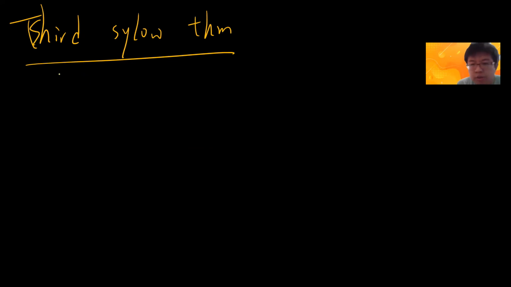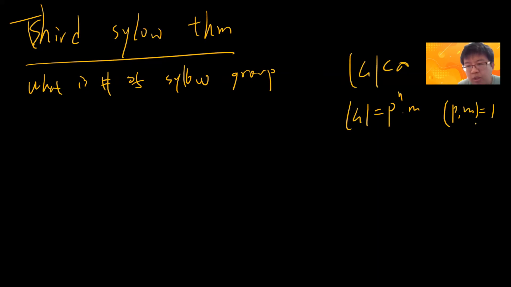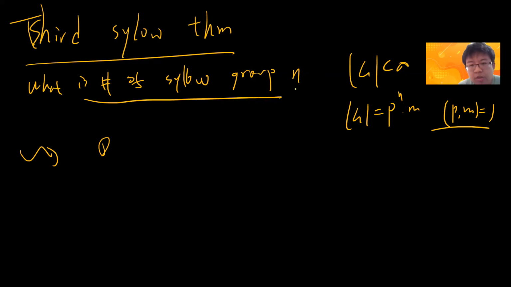So the third Sylow theorem wants to ask a question: what is the number of Sylow P groups? All right, so G is a finite group, and the order of G is P to the N times M, where the greatest common divisor of P and M is 1. The theorem says that the number of Sylow P groups, let's call it N_P, first divides M, so M is divisible by N_P, and second, N_P is 1 mod P.